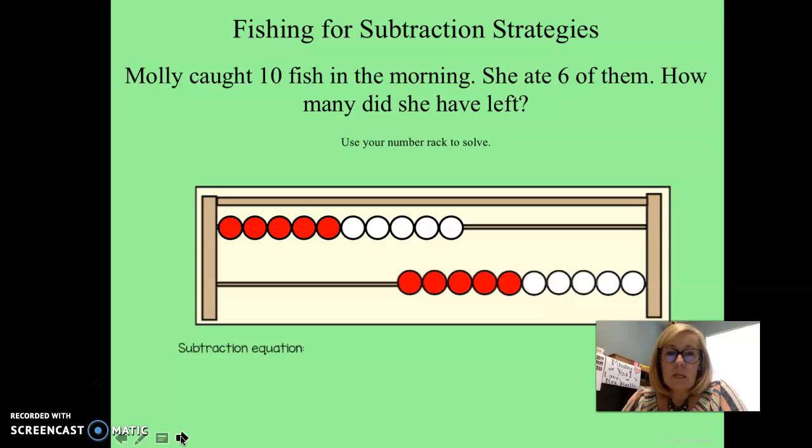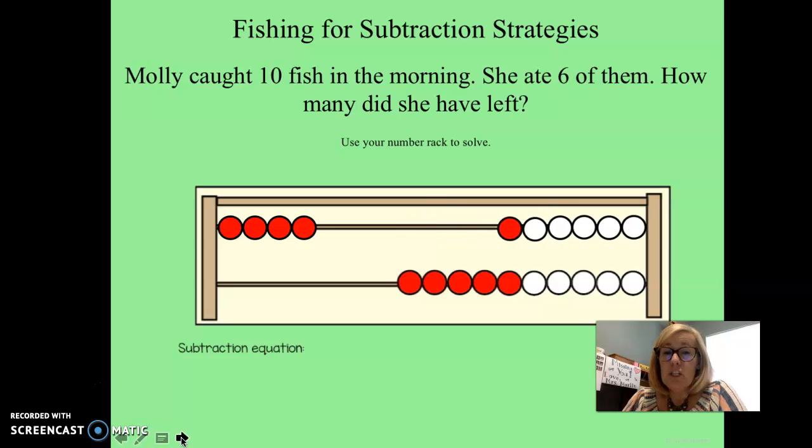So here is our number rack. She caught 10 fish in the morning. She ate 6 of them. How many did she have left? 1, 2, 3, 4. And our equation is 10 minus 6 equals 4.